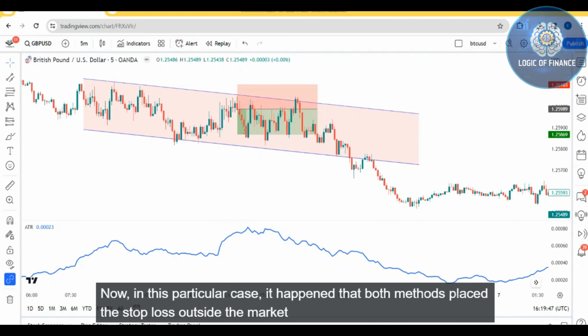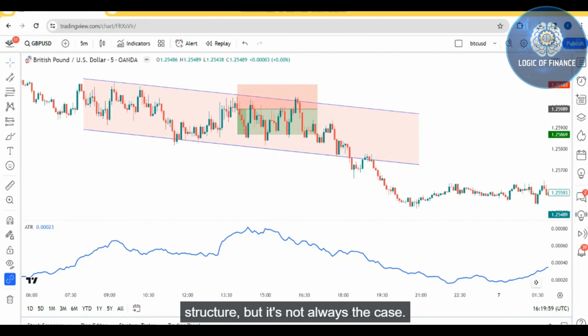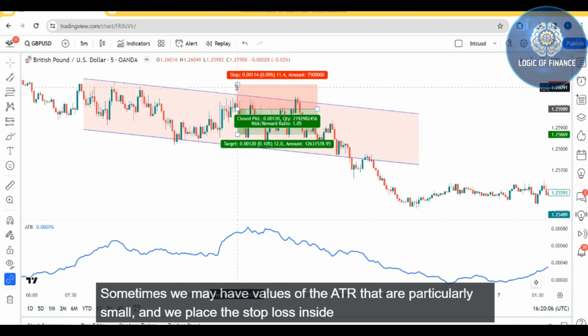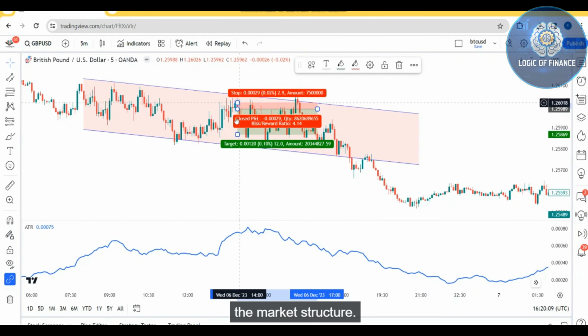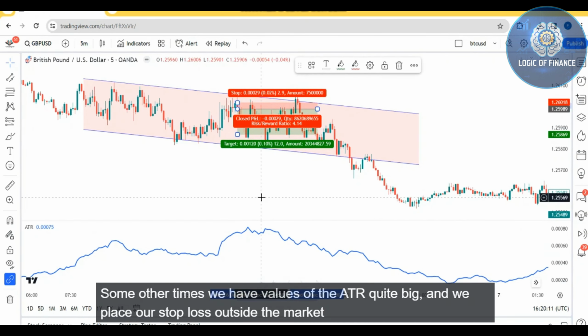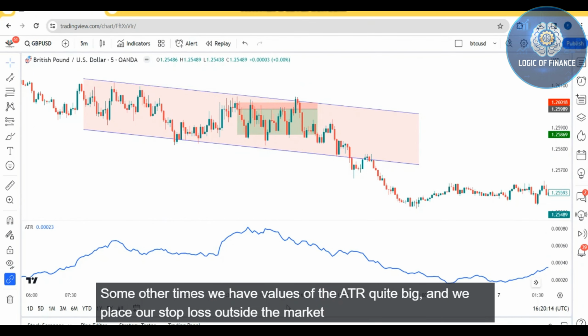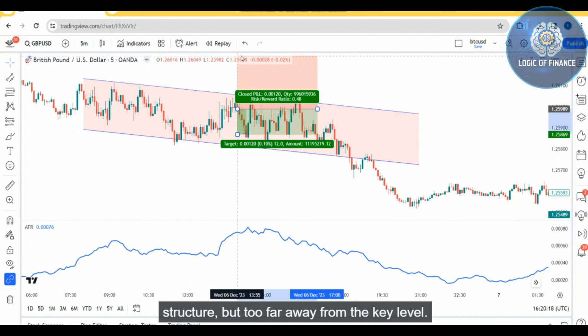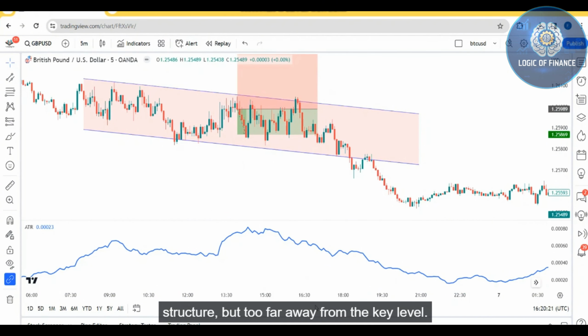Now, in this particular case, it happened that both methods placed the stop loss outside the market structure, but it's not always the case. Sometimes we may have values of the ATR that are particularly small, and we place the stop loss inside the market structure. Some other times we have values of the ATR quite big, and we place our stop loss outside the market structure, but too far away from the key level. That is why I want to show you a third method, the one I prefer.